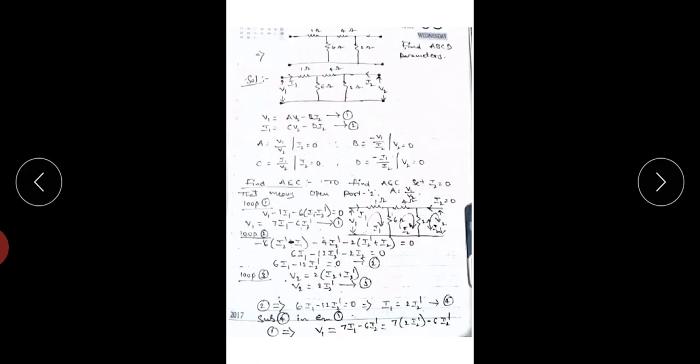The A formula is V1 by V2, voltage by voltage, so A is a unitless parameter. Next, C. C equals I1 by V2. So from equation 2 we can write 6 into I1 minus 12 into I2 dash equals 0. So 12 into I2 dash equals 6 into I1, so I2 dash equals I1 by 2. To find the C parameter we have to express I1 in terms of V2, or V2 in terms of I1. By using that relation we can find the parameter C. Here, substitute I2 dash in equation 3.